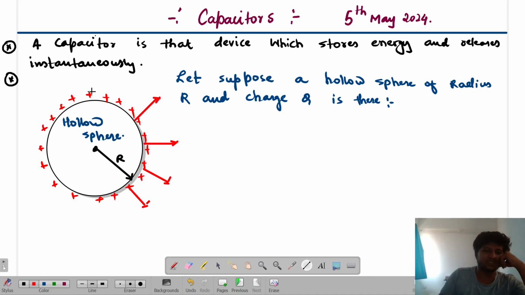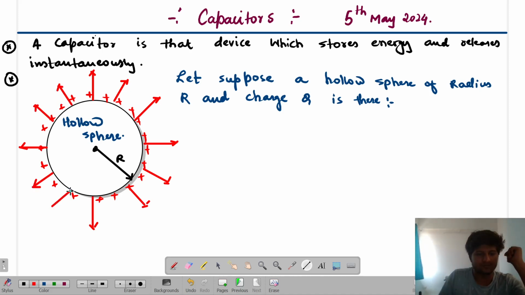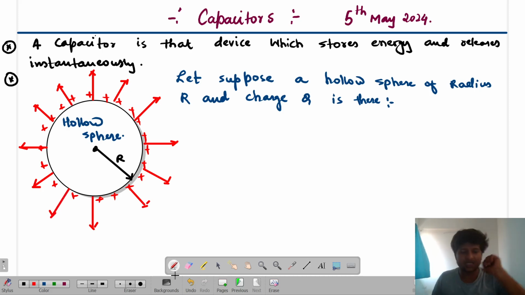Now, what is the meaning of this electric field? If I say that, sir, I have some electric field, then what's the real meaning of that? You know that for the electric field, you have some potential energy. Yes. So what you can observe is clearly written over here: if I have any kind of charged object, then that charged object stores the energy in terms of electric field, isn't it?